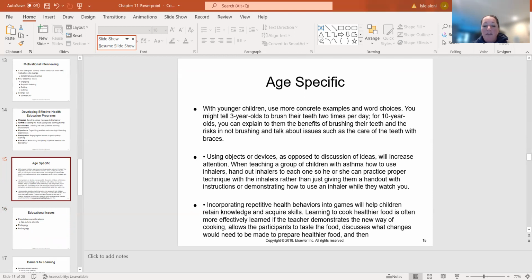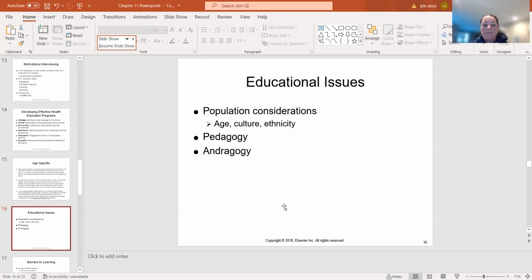Incorporating repetitive health behaviors into games will also help kids retain knowledge and acquire skills. So learning to cook healthier foods is more learned if you allow the patients to make the food, to taste the food, and then discuss how the health has changed.